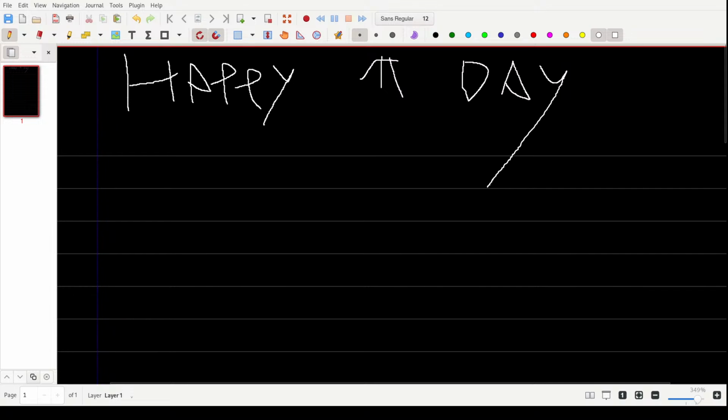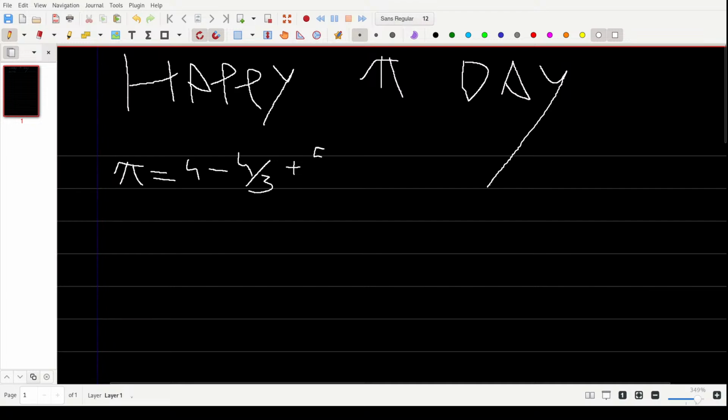Right, yeah, it is this one. Pi equals 4 minus 4 over 3 plus, nope, not 5, 4 over 5 minus 4 over 7, and so on. So that's what we're going to be using. I don't know how far I'm going to go with this, but I intend to go for some time, you know?